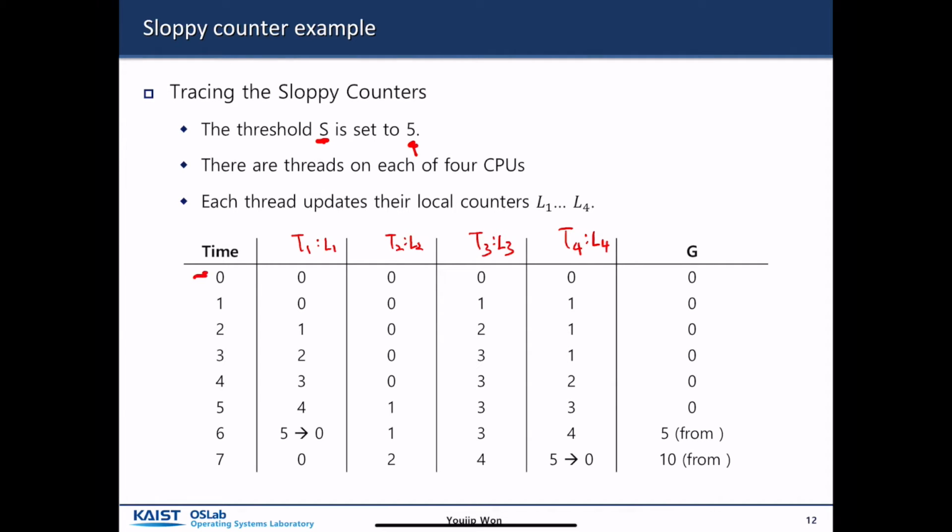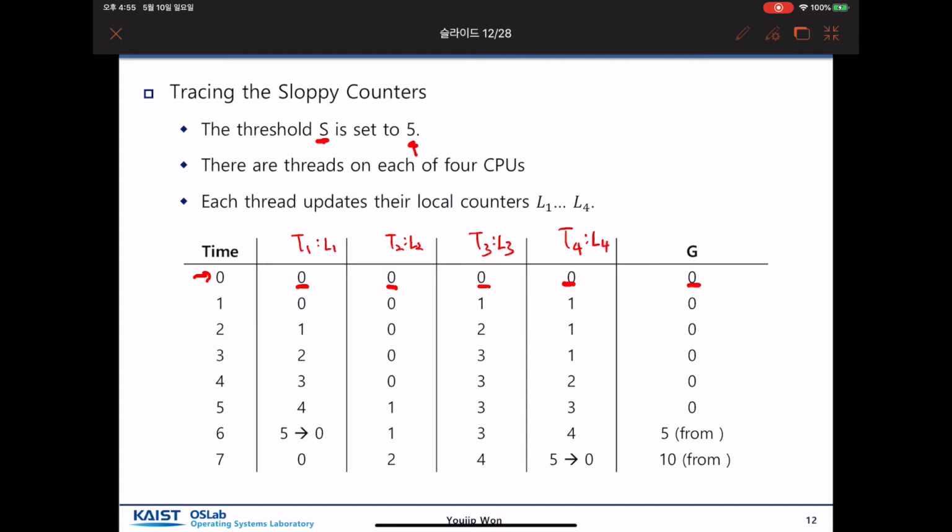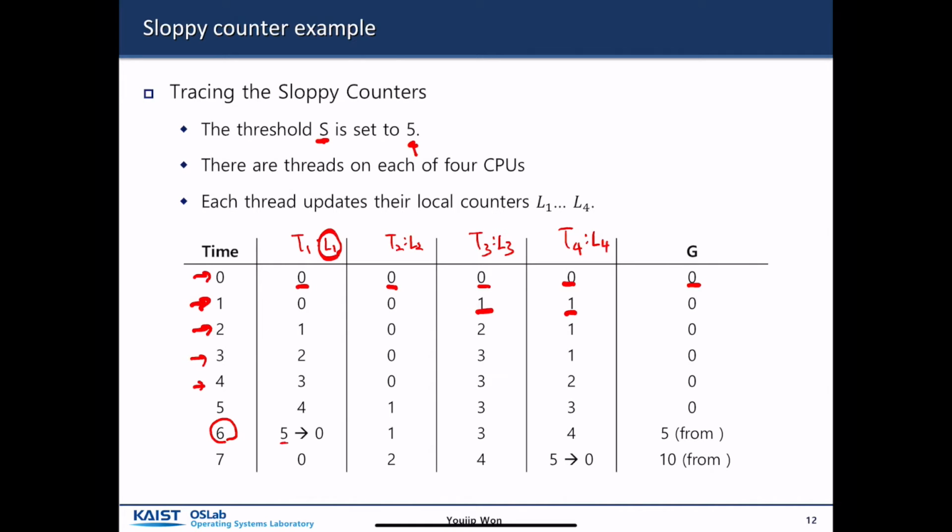At time 0, all values were 0, and the global counter is 0. At time 1, L3 and L4 have increased to 1. And then let's look at the timeline at time 6. Here, the local counter L1 becomes 5. It increases by 1. At this point, the sloppy counter folds the value 5 to the global counter, and the global counter becomes 5 from 0, and then local counter L1 becomes 0 as a result of reflecting its value to the global counter.